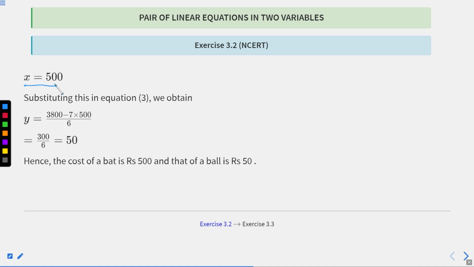Now substituting this value in equation 3, we obtain the value of y equals (3800 minus 7 times 500) divided by 6, which is 300 by 6, and this is equal to 50. Hence, the cost of a bat is 500 rupees and that of a ball is 50 rupees.